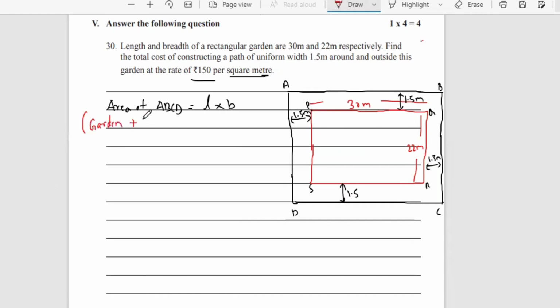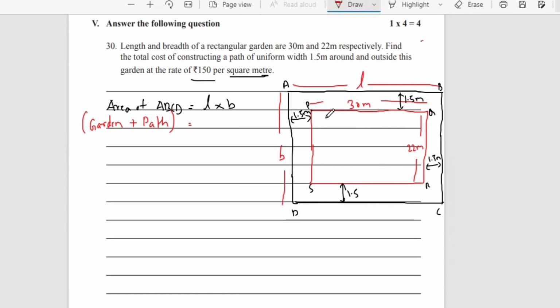It includes garden plus path. Okay. So now we don't know the length of the area of ABCD. We don't know the length of ABCD, as well as we don't know even the breadth. As you can see, this is our length and this AD is our breadth. Now that's very much simple.